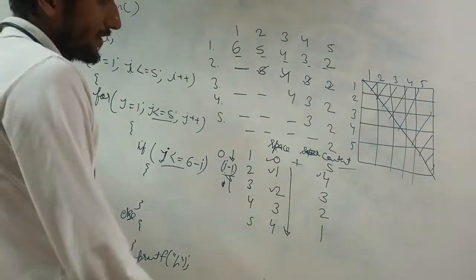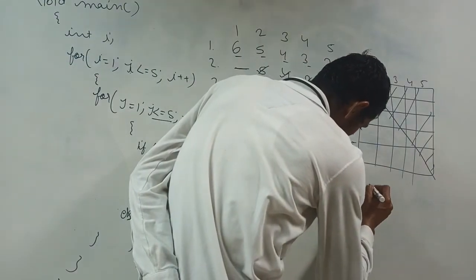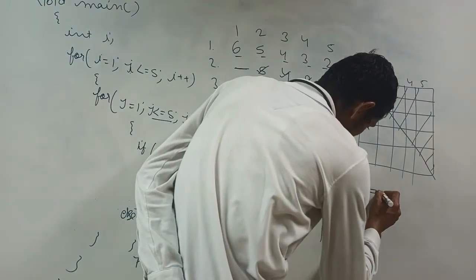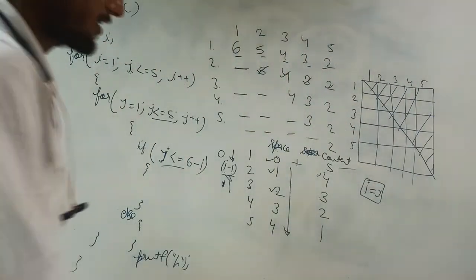So what is the equation of this one? The value of equation is i equals to j. Have you seen this one? i equals to j. So that is the equation of this line.